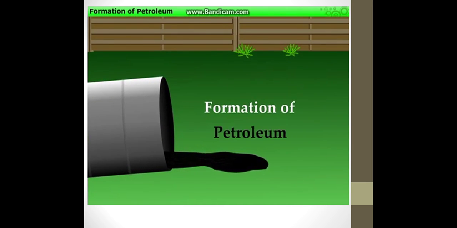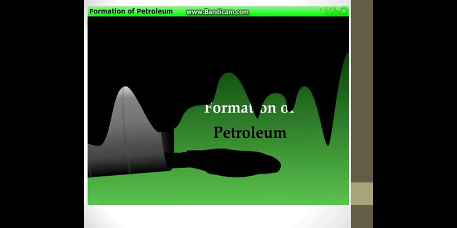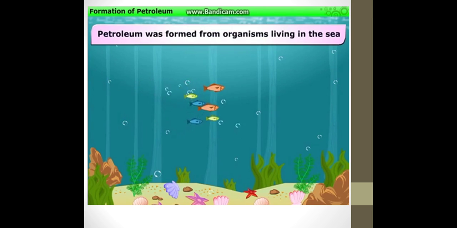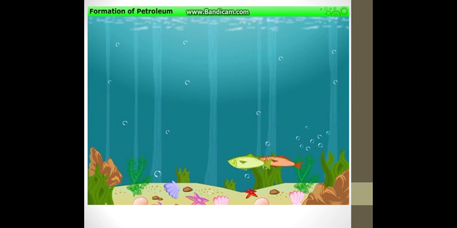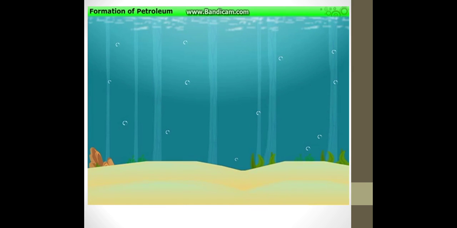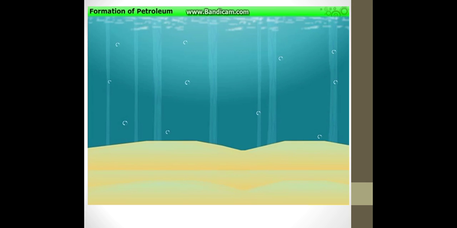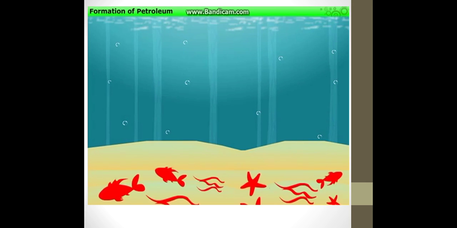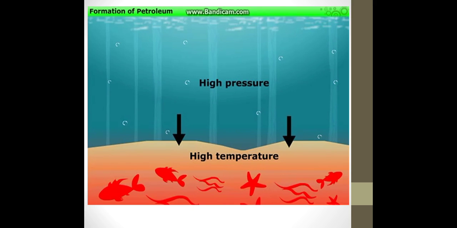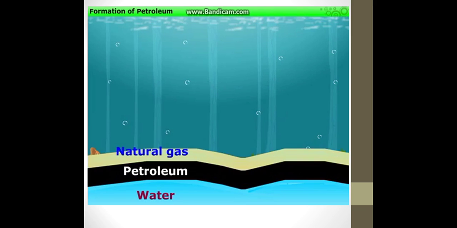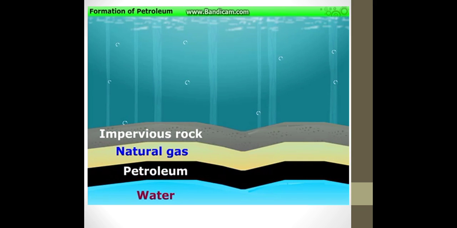Formation of petroleum. Let us study the formation of petroleum. Petroleum was formed from organisms living in the sea. It was formed by a complex process. As these organisms died, their bodies settled at the bottom of the sea and got covered with layers of sand and clay. Over millions of years, absence of air, high temperature, and high pressure transformed the dead organism into petroleum and natural gas.